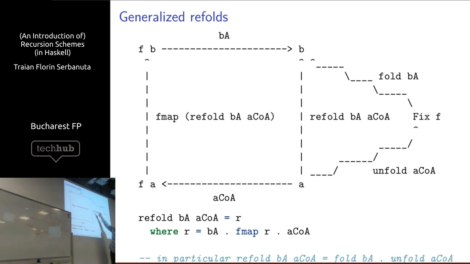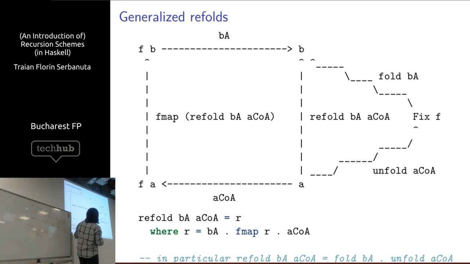So I'm trying to get this R, this refold of B A and A, a B-algebra and an A-coalgebra. And I say, okay, this is an R where R is obtained as taking the algebra mapping, then taking a functor over R, and then taking the algebra back to fold. Okay, now I'm starting to think, but how does this come to be? Where is the fold and unfold, where you can see it?